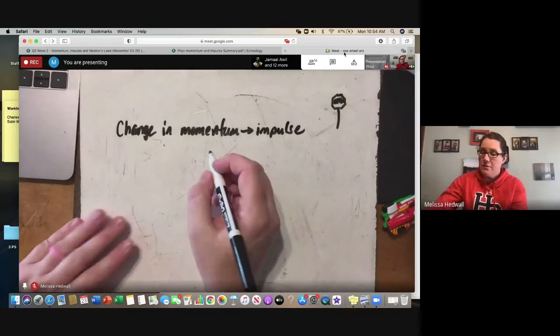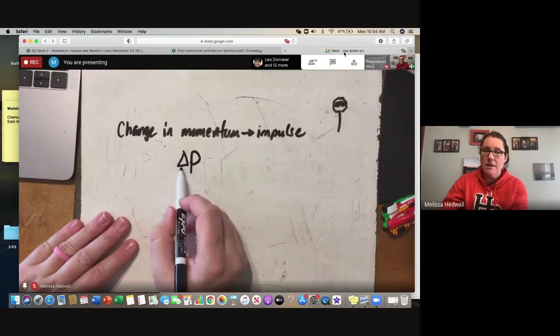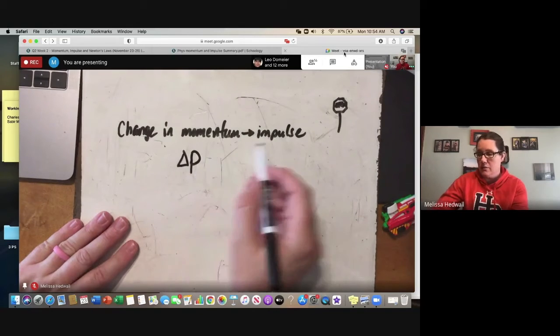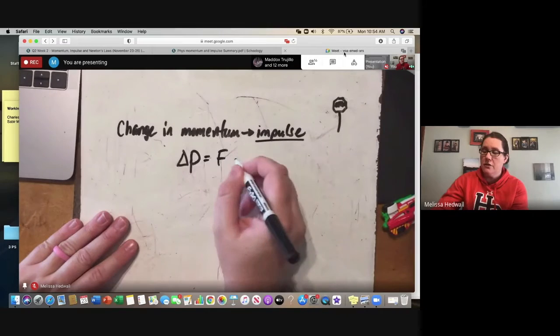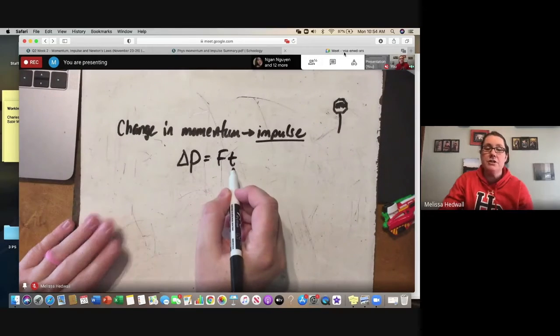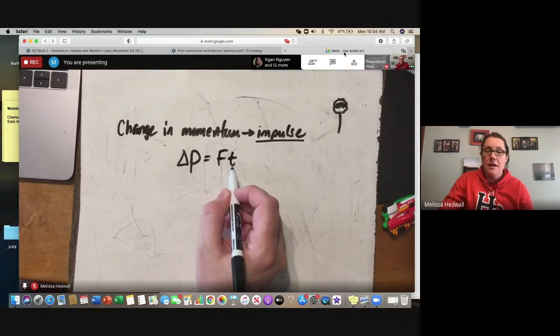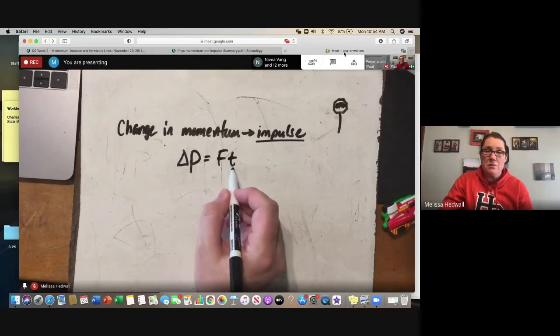So we're going to say that our change in momentum, we say delta P, this is what represents impulse, is equal to the force times the time. So if you have a big force, you can change that momentum in a small time. If you have a little force, you can change that momentum. It just takes more time to do that.